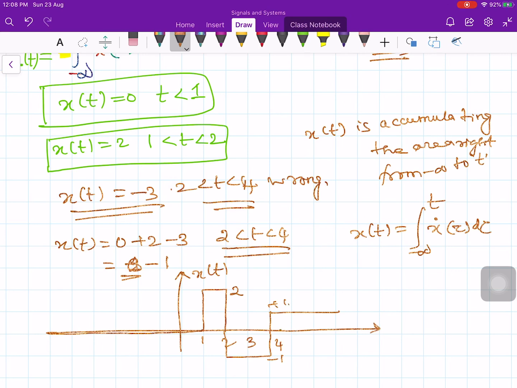Okay, so let me stop at this point. We have gone through the relationship between the unit step function and unit impulse function through this example. Thank you.